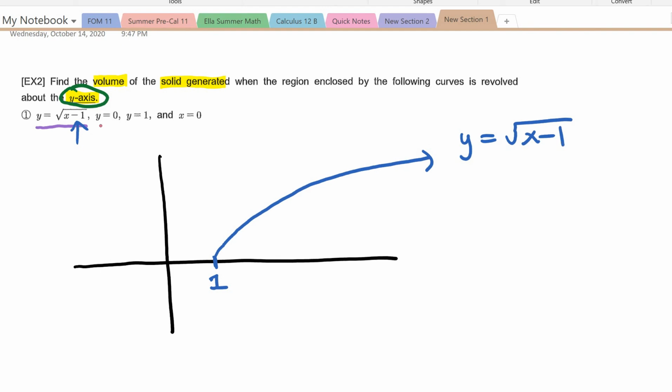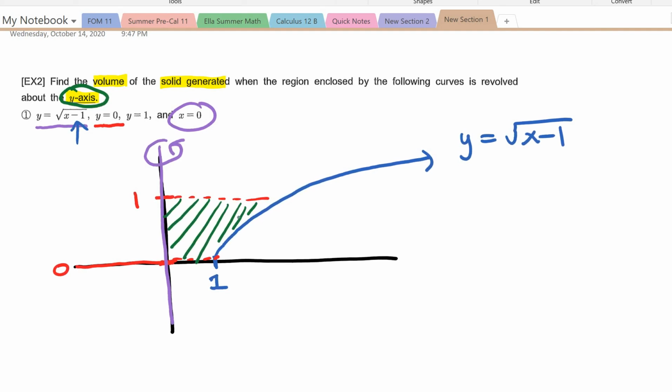Now I'm looking at the boundaries of y equals 0, which is right there, and a y value of 1. So I'm looking at this region here. And now I have x equals 0, which is this part right here. That's a reminder that I'm rotating around the y-axis. The region that's enclosed is this green region right there. Let's take a look at a few more visuals before we start finding the volume of this particular shape.